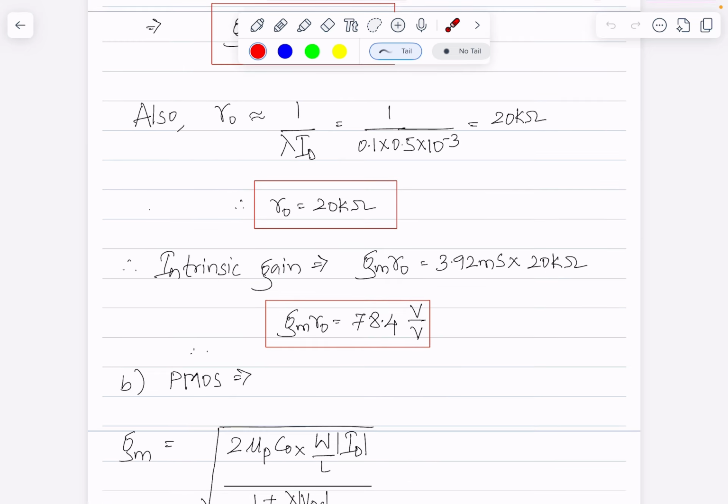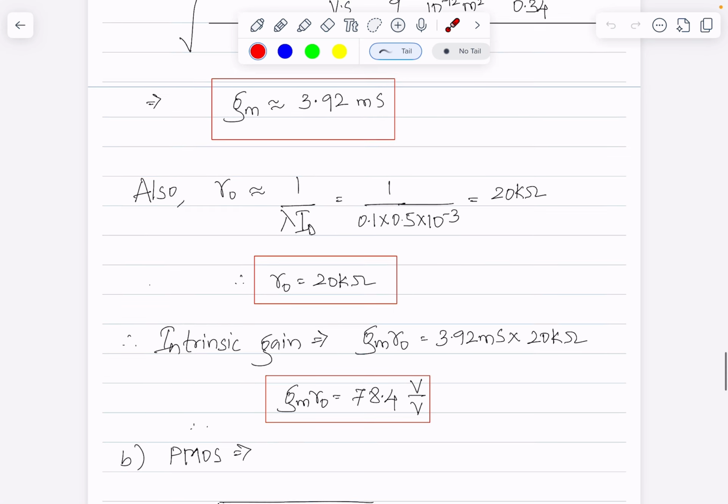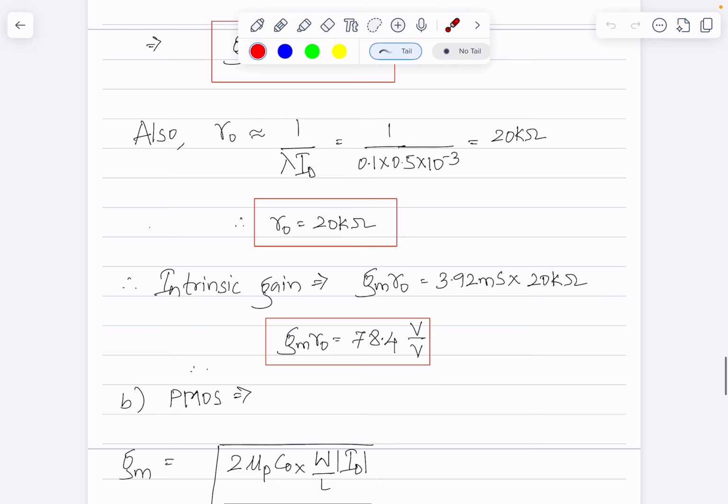Now the intrinsic gain, which is given as the product of GM and R0, is just this. We have GM equals 3.92 millisiemens and R0 of 20 kilo ohms. So GM R0 is basically 78.4. The units are volt per volt. It's basically unitless. It's nothing but the gain. And the intrinsic gain implies that this is the maximum gain you can get out of that particular transistor.